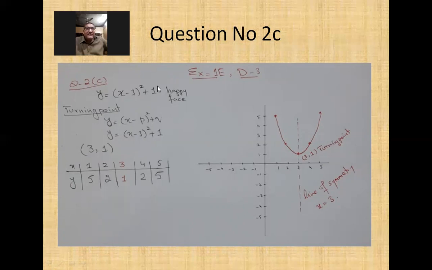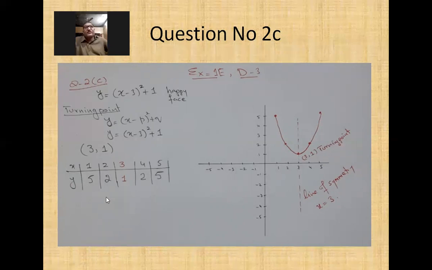So you take this value, that's the x of the turning point, but you change its sign. 3. This is the y of the turning point, but we don't change its sign. That remains 1, positive 1. So for the x, I change the sign, but for y, I don't. So (3, 1) will be the turning point, the coordinates of the turning point.